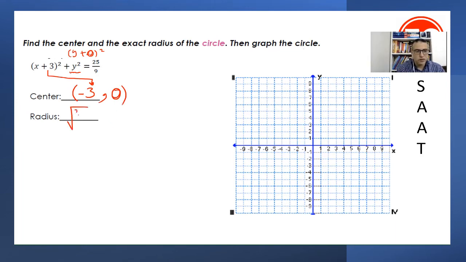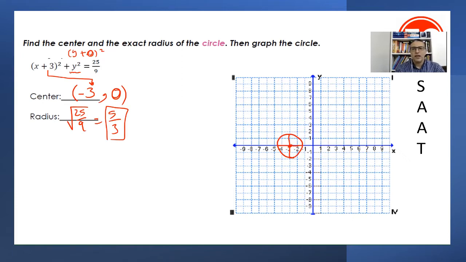Radius is root of 25 over 9, which is equal to 5 over 3. So negative 3 and 0 is the center. 5 over 3 to the right, 5 over 3 up, 5 over 3 left, 5 over 3 down. Here is a small sketch for the circle. So that is the equation of the circle, and we solved 2 examples.